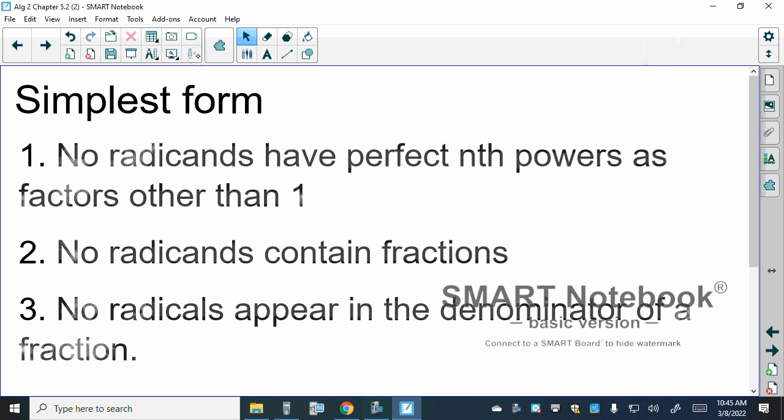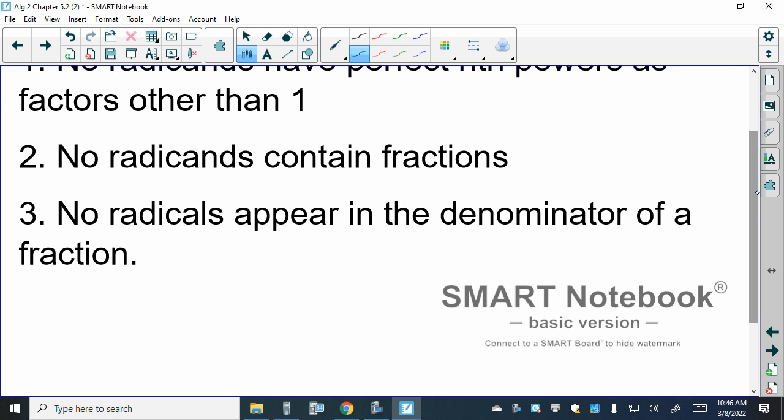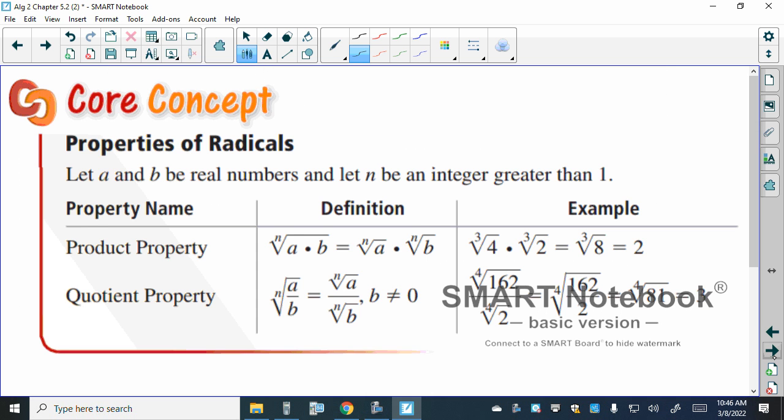Now, the first thing I have up here is simplest form. We went over these yesterday. In simplest form, no radicands have perfect nth powers as factors other than 1. So what they're saying is that we can't have, say, 2 to the 4 halves. We can't have it so that we can actually pull something out or simplify. No radicands can contain fractions. And no radicals can appear in the denominator of a fraction. So that's what we talked about yesterday.